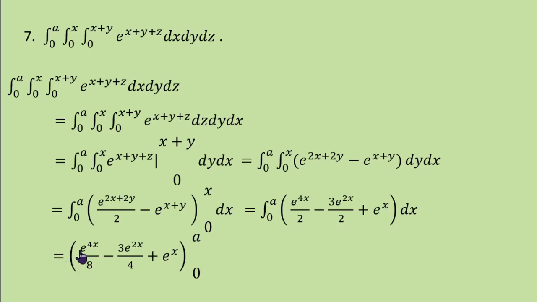Upper limit value is e power 4a by 8 minus 3 e power 2a by 4 plus e power a, minus lower limit value 3 by 8, and hence the value of this integral is e power 4a by 8 minus 3 e power 2a by 4 plus e power a minus 3 by 8.